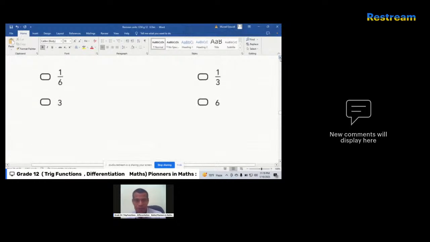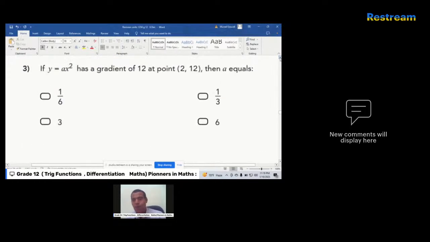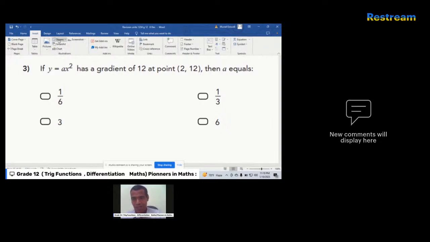The question here, learners, is: if y equals ax squared has a gradient of 12 at point (2, 12), then the value of a is what? So to solve this question, learners, it's very easy. You should differentiate your equation, and for the value of the gradient you replace x and y with the values that are given. You are going to just use 2, and the gradient is 12.